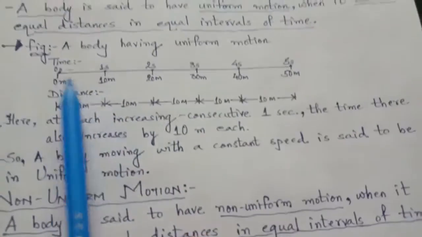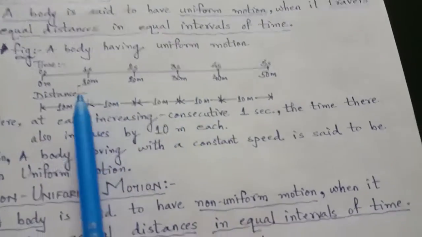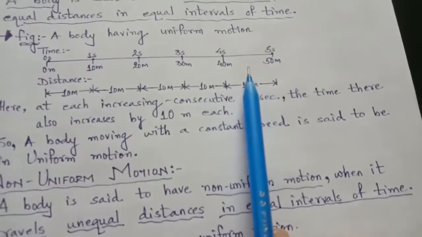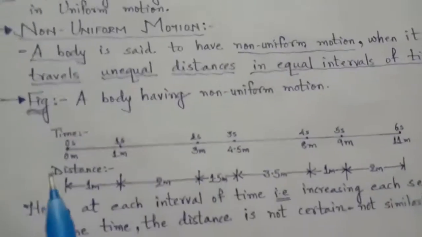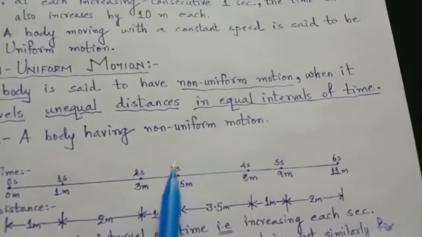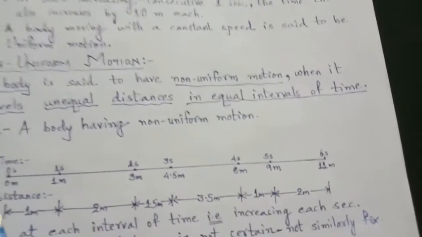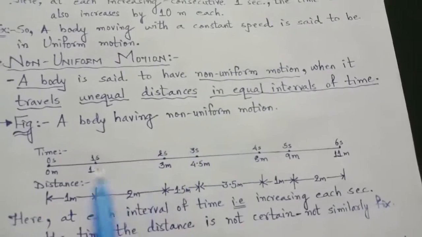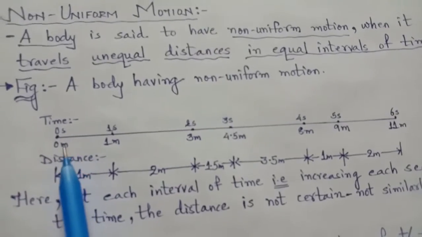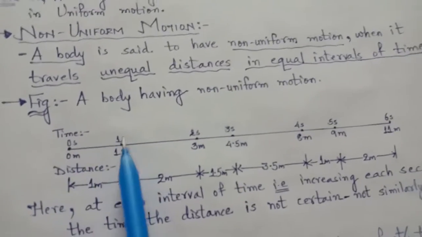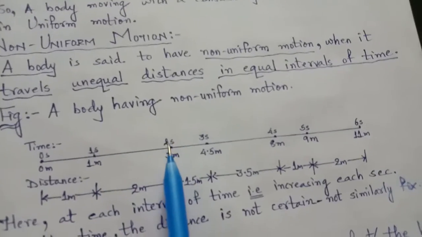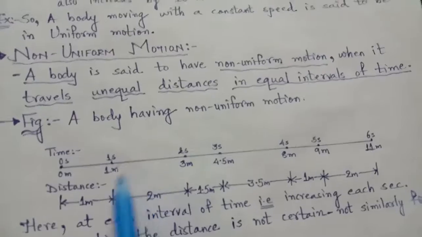In the earlier example, each time increase was 10, then 10, then 10. You can see equal time, equal distance. But now here time is 0 second, 1, 2, 3, 4, 5, 6. So the time consecutively increases by 1 second. But here at 0 second the body is at 0 meter, then at 1 second it is at 1 meter. So now at 2 seconds it should be at 1 more meter.